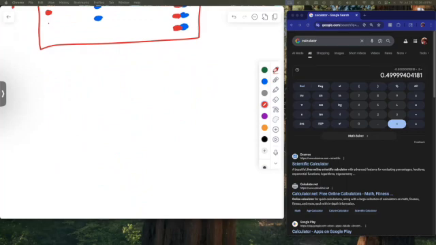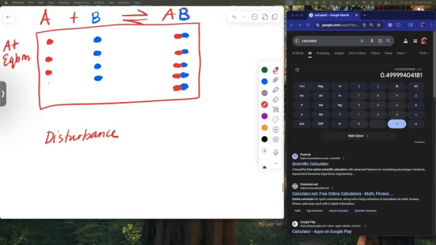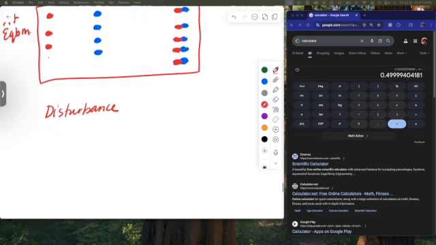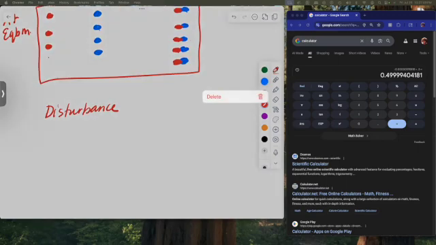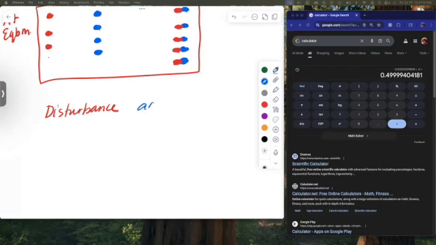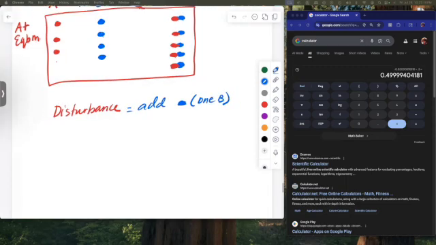Let me show you what the disturbance is going to be. I will add 1 amount of B. That will be my disturbance. This is 1 B. Essentially, I'm adding a reactant. We know the reaction will shift away from the added chemical, towards the right side. But let's see what that looks like.